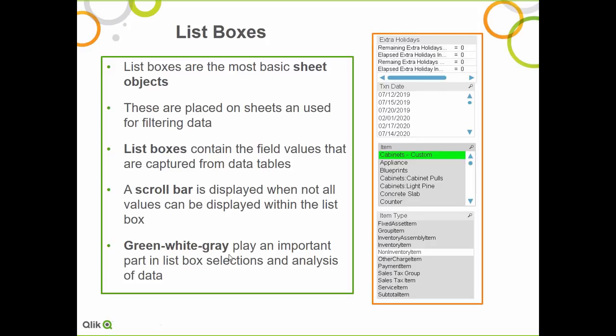The green, white, and gray is very important here in the list boxes because it allows you to see what is selected in the green, and then you see what is associated with your selection and what is not associated in the gray with the selection that you made.